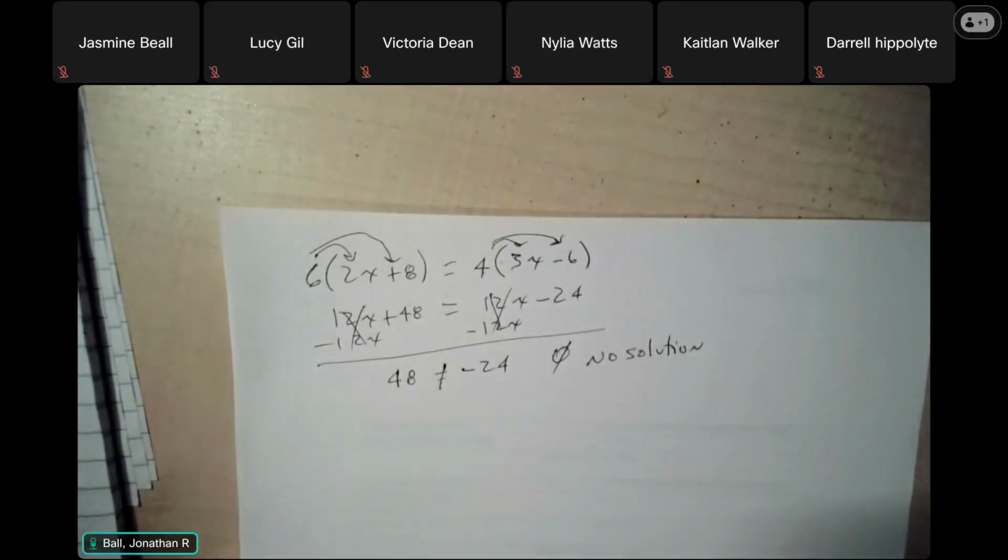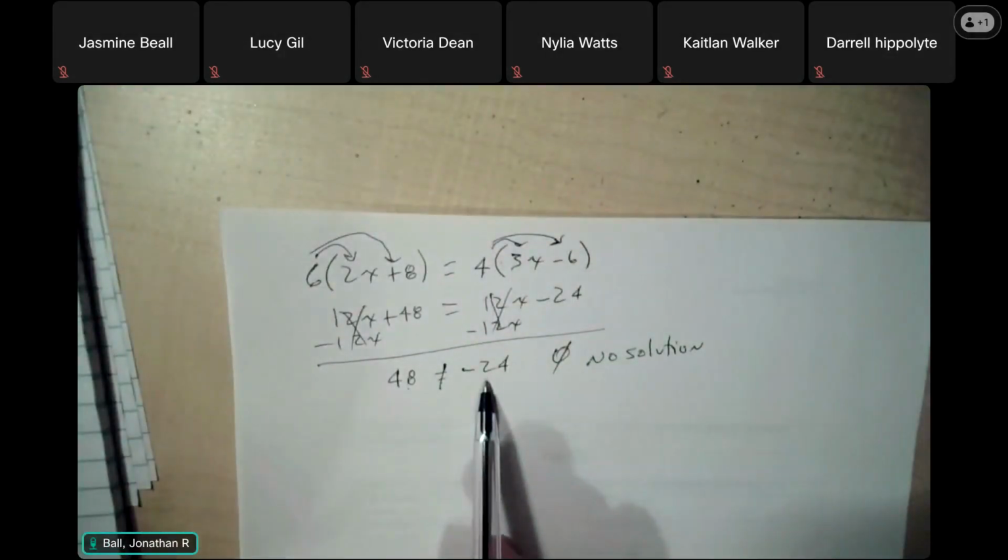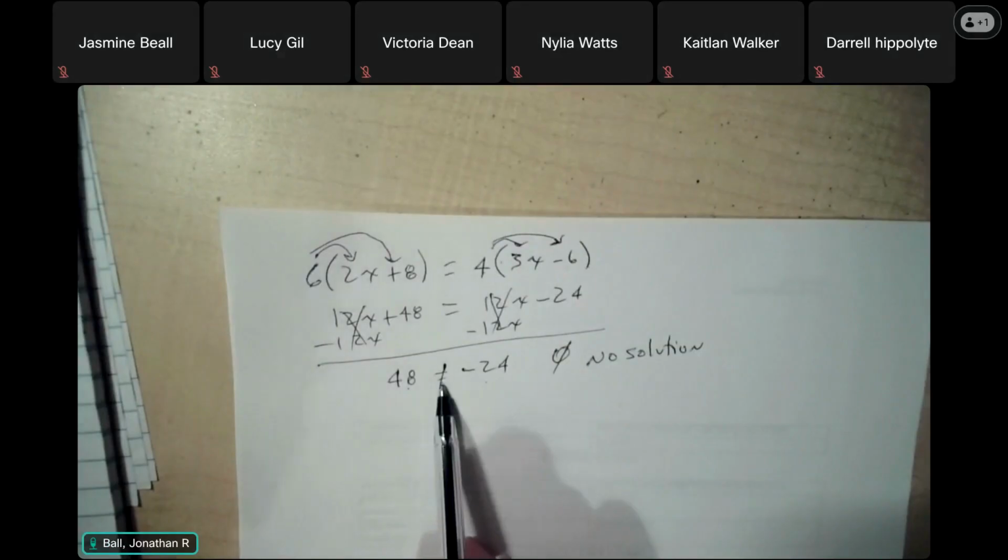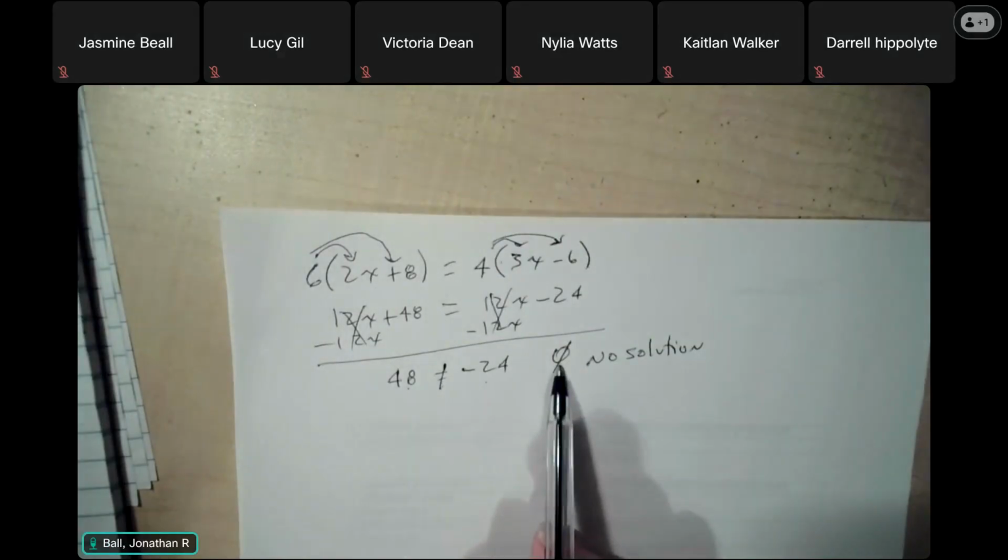When we go to graphing problems, we'll probably do that next week or week after. We'll talk about no solutions, one solution, or whatever. Okay, so 48 does not equal negative 24. Does not equal. This is.